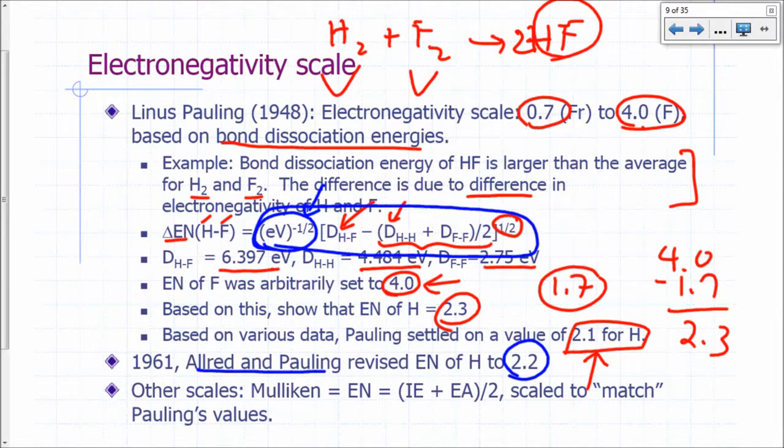Now, there have been other scales that have been used to come up with electronegativities for atoms. One was done by Mulliken, and that one is based on the average of the ionization energy and the electron affinity. Mulliken's scale can be scaled to match Pauling's values.